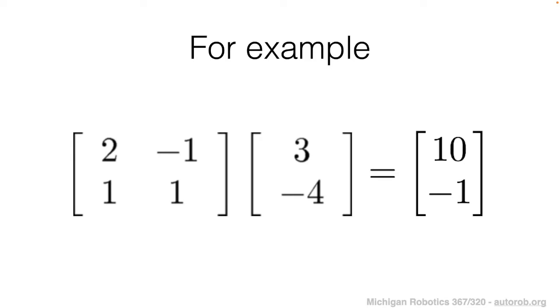And so if we step through it, the way we're going to calculate this, right? We're going to take 2 multiplied by 3, which would be 6, and then we'll add to that -1 multiplied by -4, which is +4. So we have 6 plus 4 is equal to 10, and then we can do the same mechanical process for the second row of our matrix. So we'll take 1 multiplied by 3 is 3, and 1 multiplied by -4 is -4. So 3 minus 4 is -1, and that's how we arrive at our second element in the output vector.